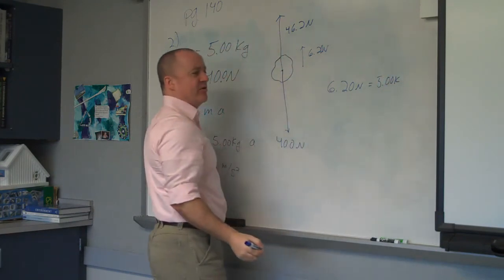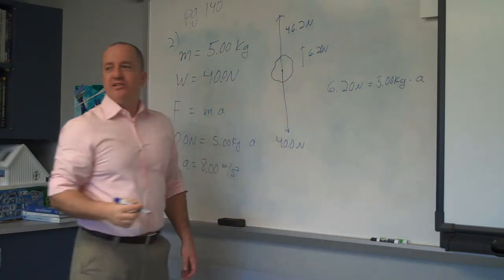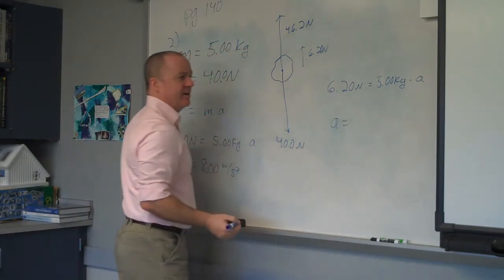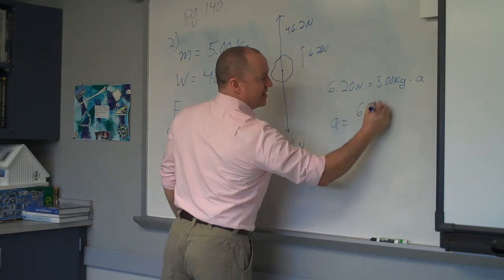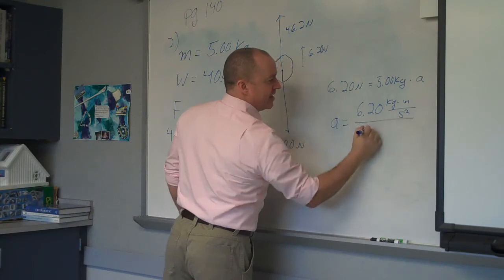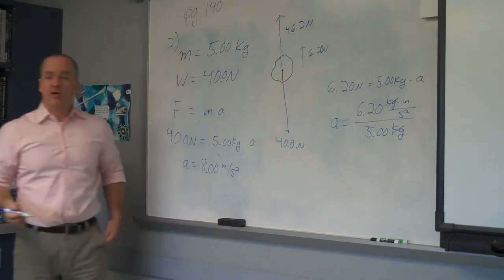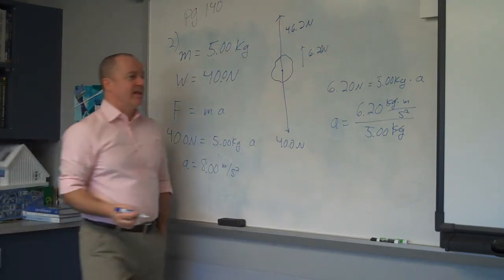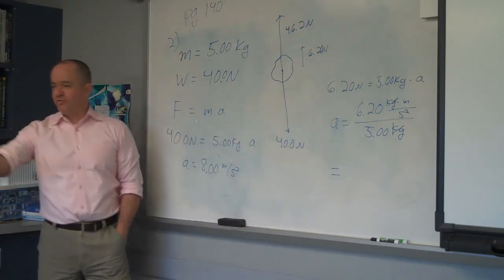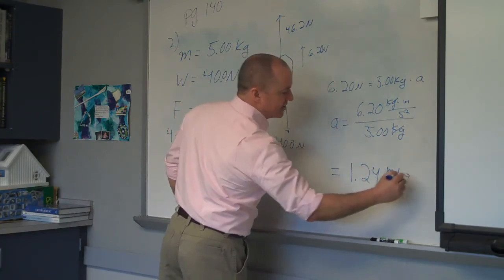So 6.20 newtons equals 5.00 kilograms times a. So this rock is moving upwards, or your hand is moving this rock upwards. I'm going to write out the units here: 6.20 kilogram meters per second squared divided by 5.00 kilograms. Kilograms cancel from both, so I'm left with acceleration. What is 6.20 divided by 5? 1.24. So this is moving up at 1.24 meters per second squared.